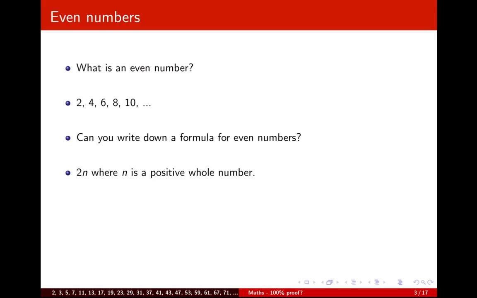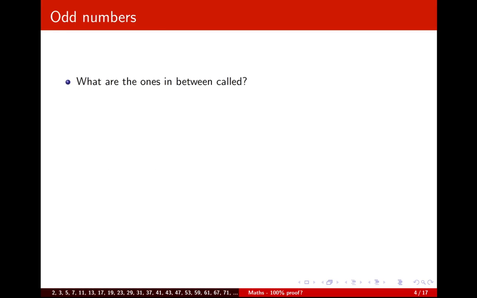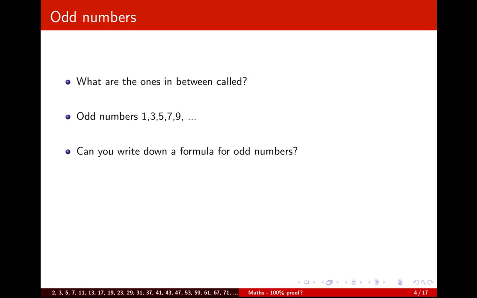Well, 2n, where n is a positive whole number, will give the numbers above. Of course, 0 and negative even numbers exist, so more generally, 2n, where n is an integer, represents all even numbers. What do we call the ones in between? Well, those are the odd numbers, 1, 3, and so on.